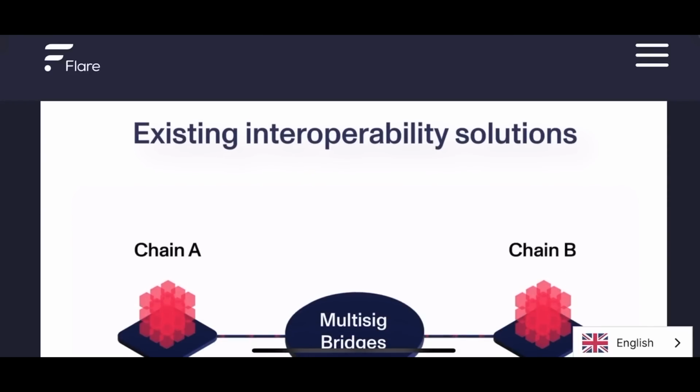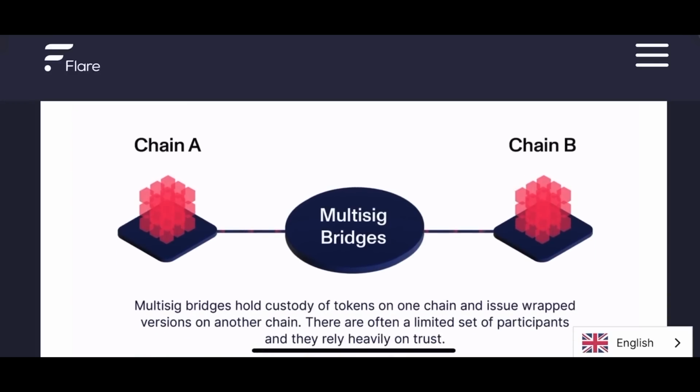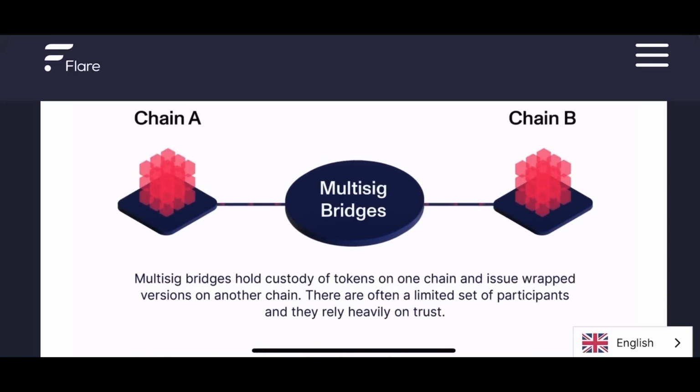So on existing interoperability solutions, he does have a point that there are problems with multi-sig bridges. Multi-sig bridges hold custody of tokens on one chain and issue wrapped versions on another chain. They're often a limited set of participants. They rely heavily on trust.